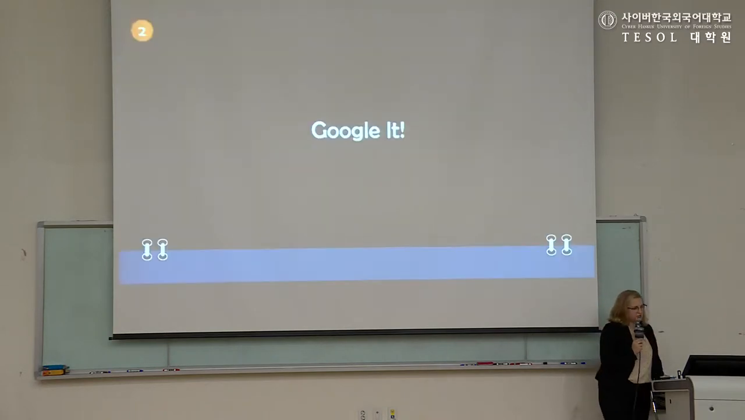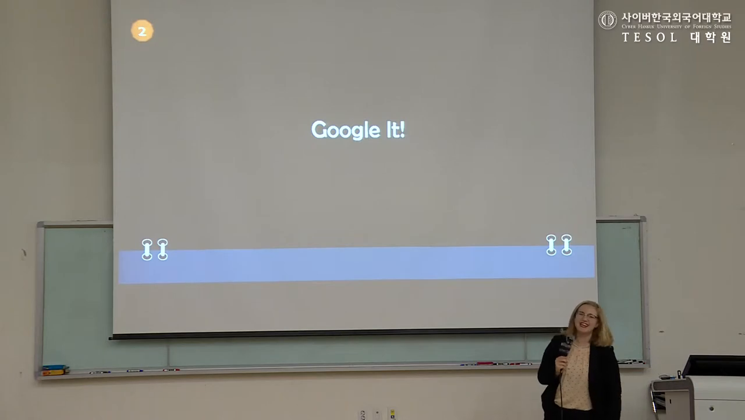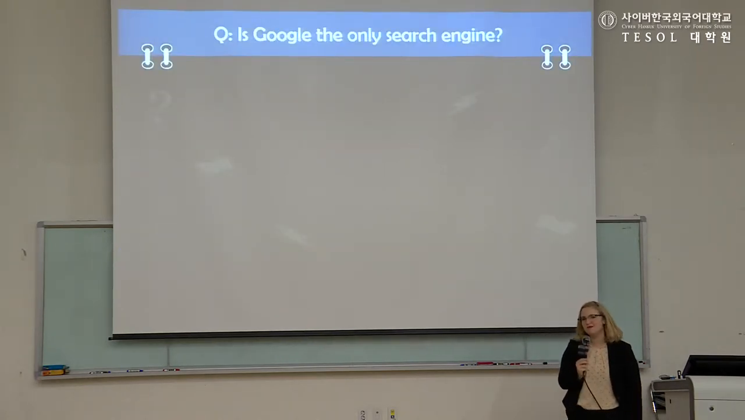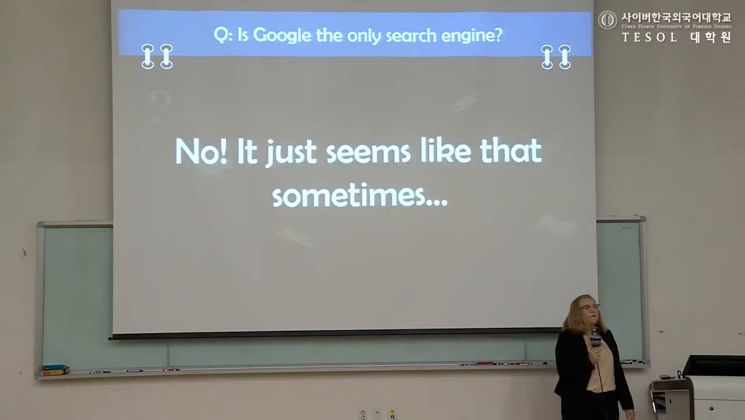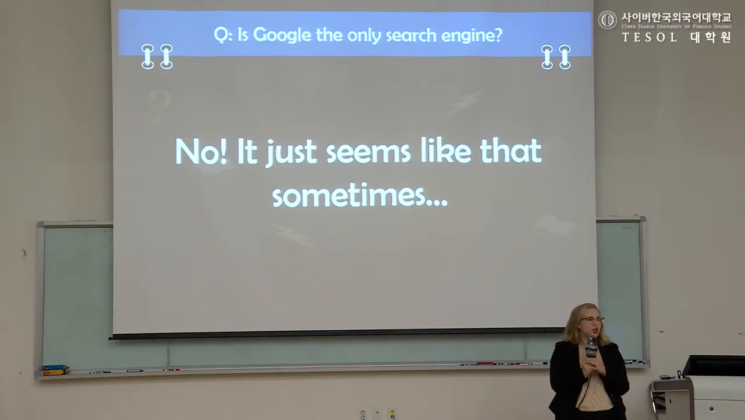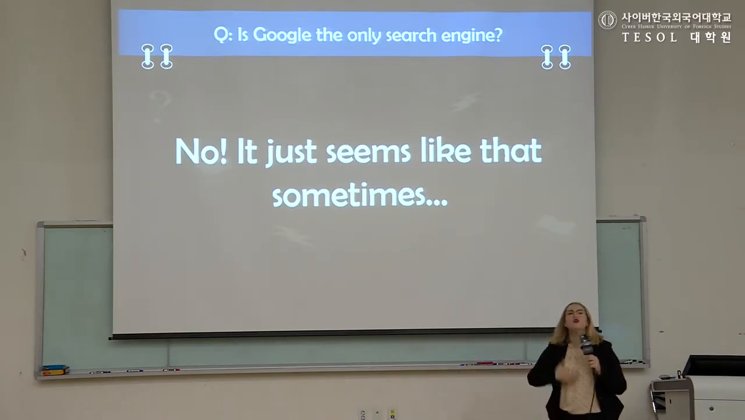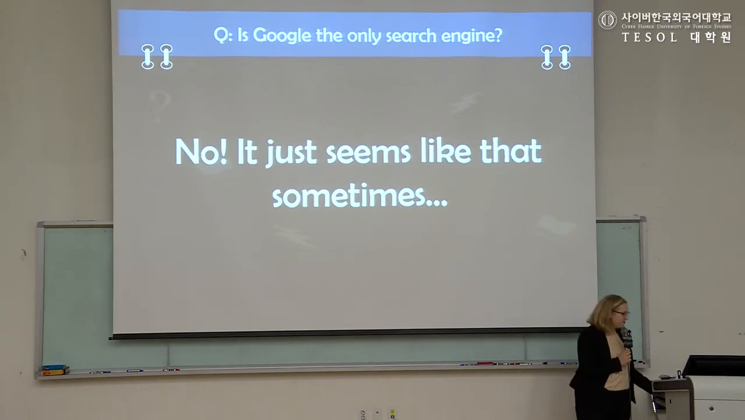First step. Second step. Just like she said, Google it. Now, question. Is Google the only search engine? No. No, there's a million of them. But it feels like Google is the only search engine sometimes, because we use Google as a verb now, right? It's not just, oh, go to google.com and search for your information. Google has become the verb. Google it. So it just feels like Google is the only search engine, but it's really not.